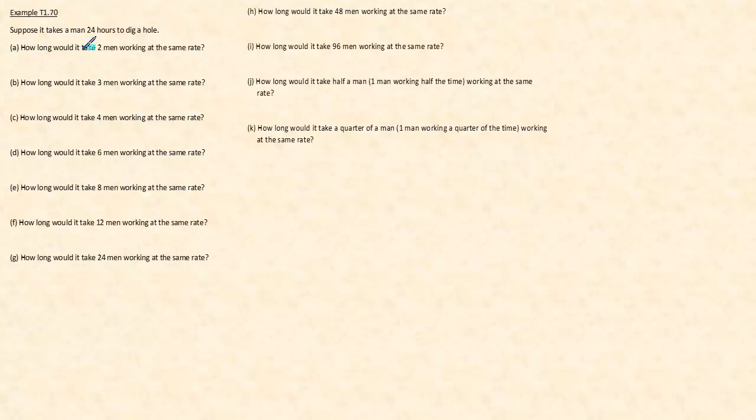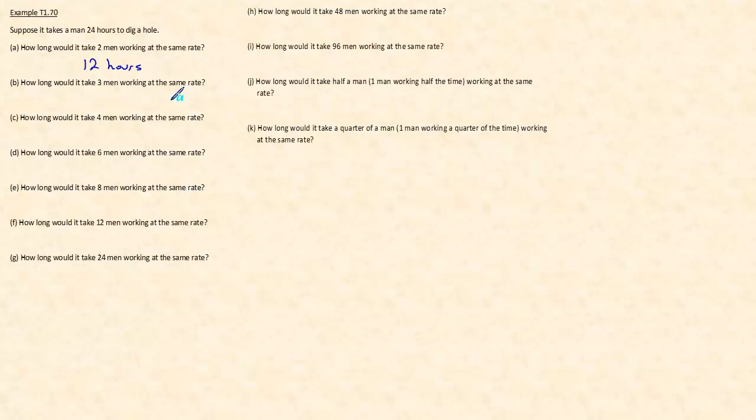Suppose it takes a man 24 hours to dig a hole. How long would it take two men working at the same rate? Well, if they're working at the same rate, presumably it will take half the time. So that would be 12 hours.